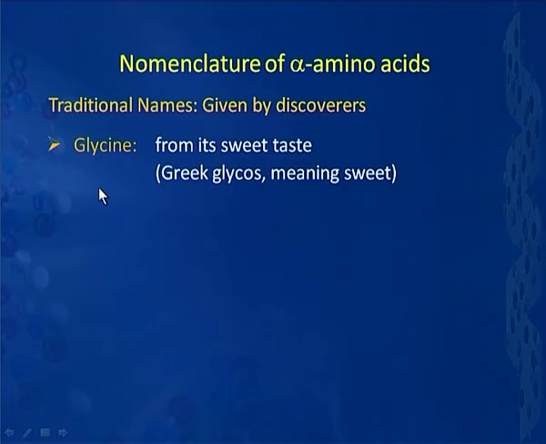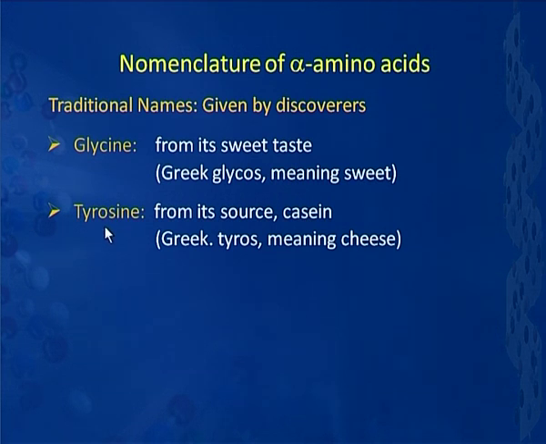Okay. Now, as regards the nomenclature, how do we name them? Traditionally, the names of amino acids have been given by their discoverers, and primarily they based the names on their sources. For example, glycine. Glycine has been so named on the basis of the fact that it happens to be sweet in taste. In Greek, glykos means sweet. So that is how the name was derived.